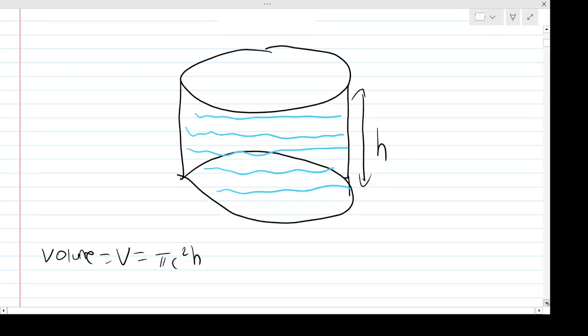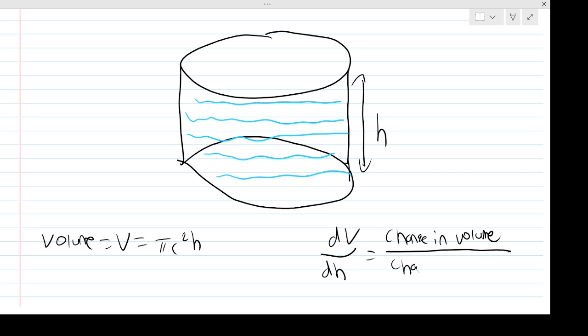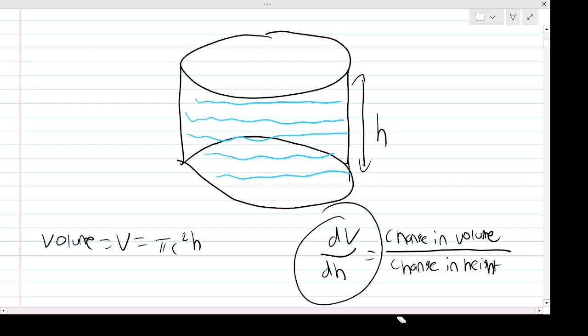So what we can then consider is the derivative dV/dH, and that will be change in volume divided by change in height, because that's what a derivative is. So dV/dH, change in volume over change in height. How does the volume change when height does? Well, actually, this is a derivative. We also have an expression for V in terms of H here.